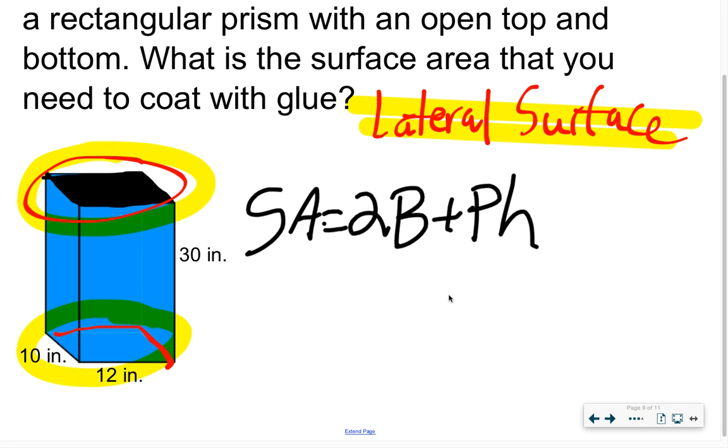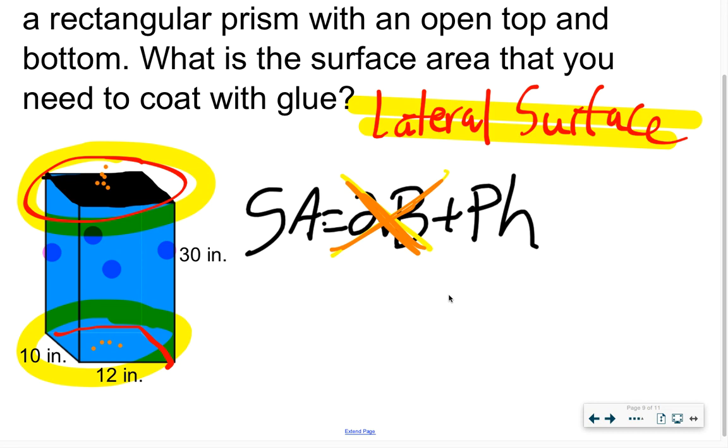So what you need to do then, after you've written down 2B plus Ph, cross off the 2B. Cross it off because we are not figuring out the area of this top part or this bottom part. It's gone, so don't include it. All we want are the lateral faces. We just want all of these separate sides: this left side, the front, the right, and the back. Again, you could draw a net and find the area of each as a composite figure and add them together, or you can use this formula.